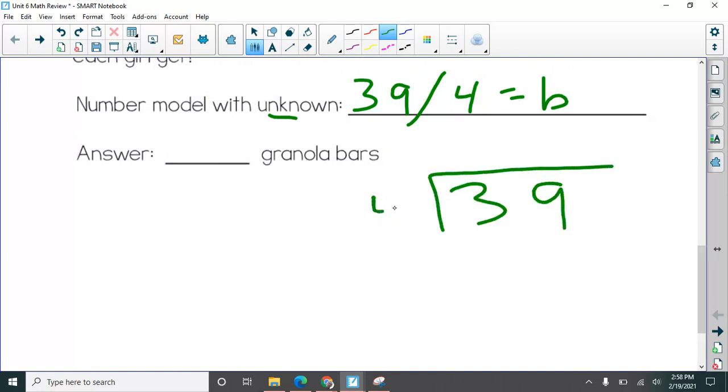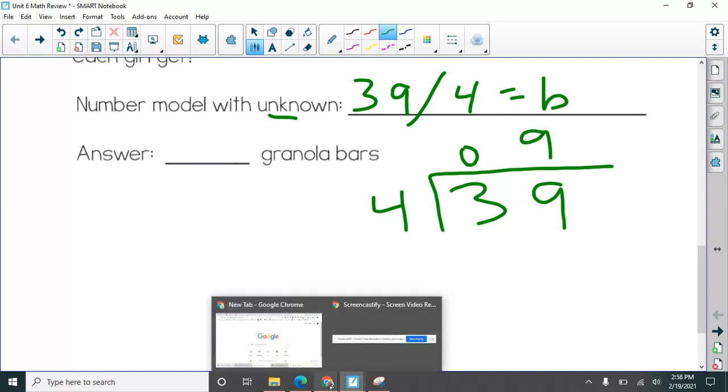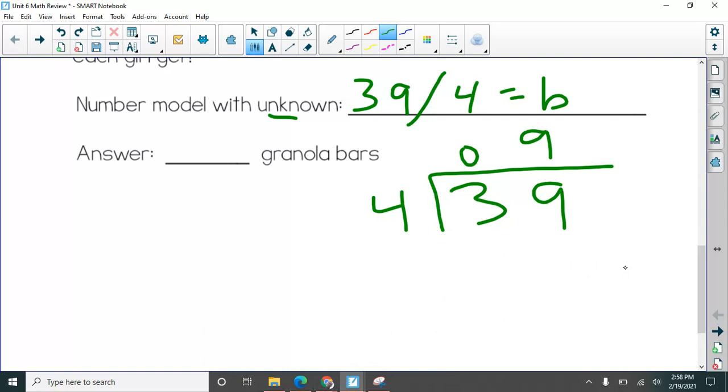39 divided by 4. How many 4s are in 3? 0. So I can look at 39. How many 4s are in 39? 4, 8, 12, 16, 20, 24, 28, 32, 36, 40 would be too much. So 9, because 9 times 4 gets us close to 39, but you can't go over.